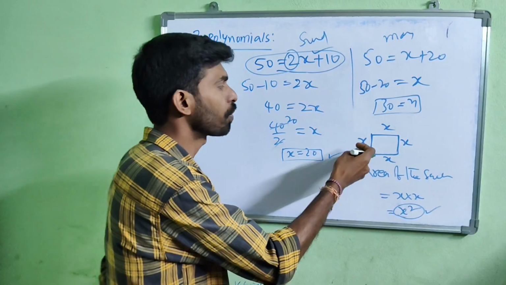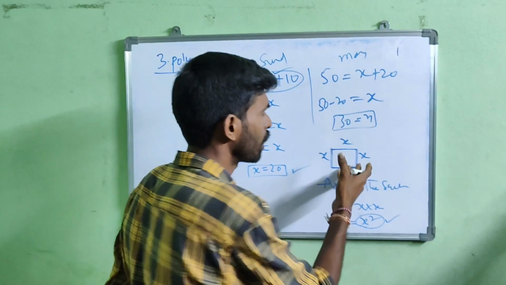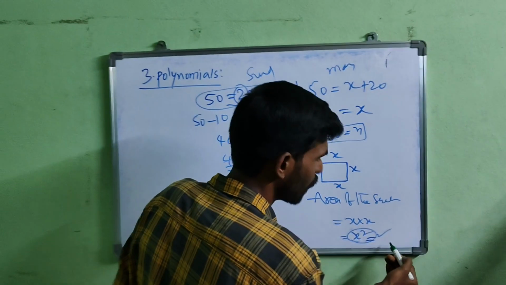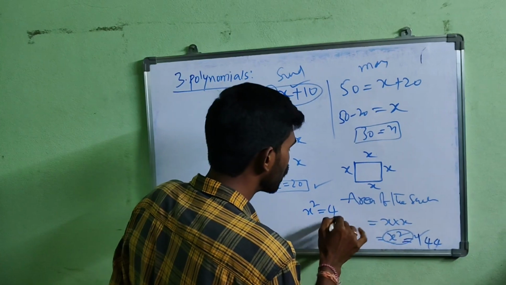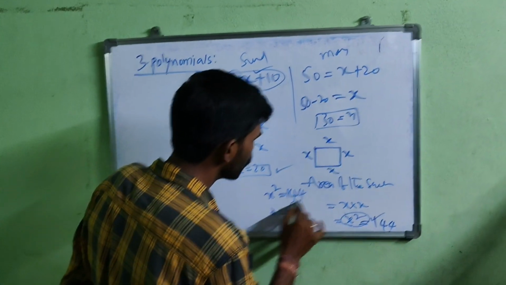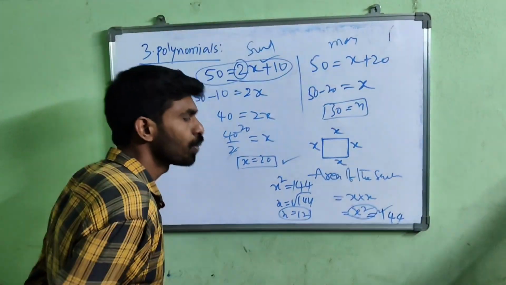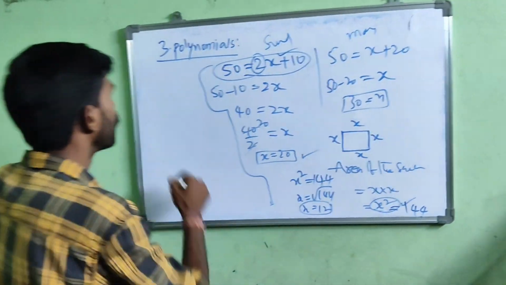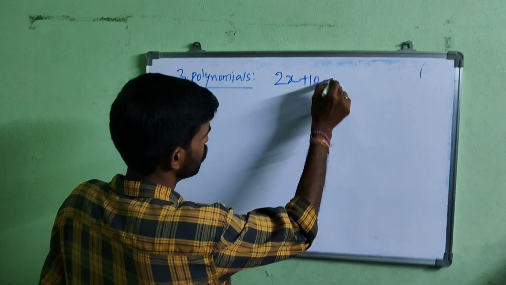Here we are finding out the different variables. We can find out the variable. If for example we don't know, the expression is equal to, for example, 144. If we know 144, what will x be equal to? The root of 144, x equal to 12. Like this we can find. Now, by this, what is actually a polynomial? 2x plus 10 is equal to 50, right?